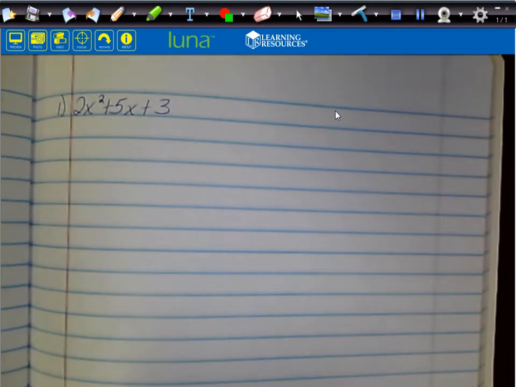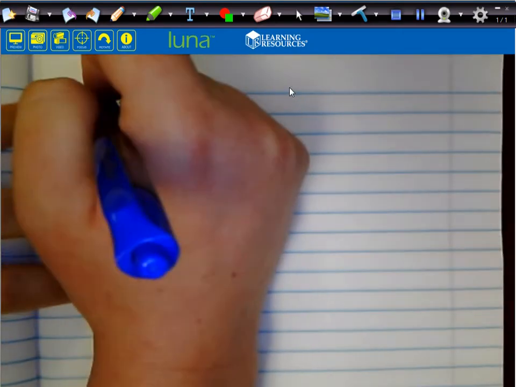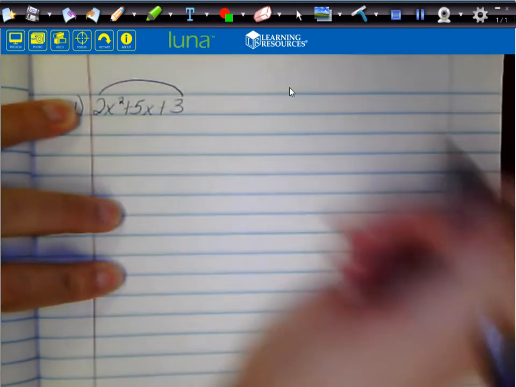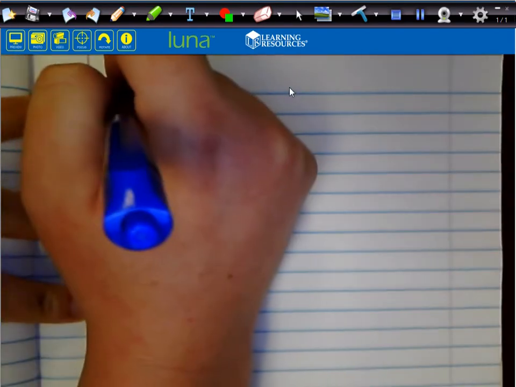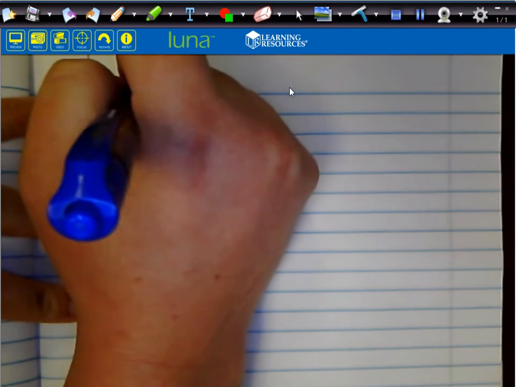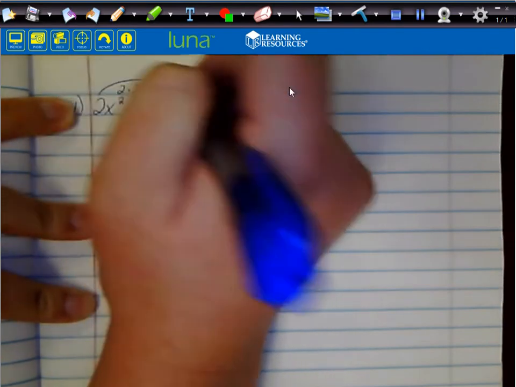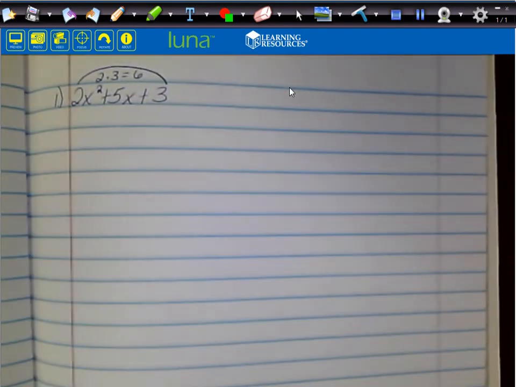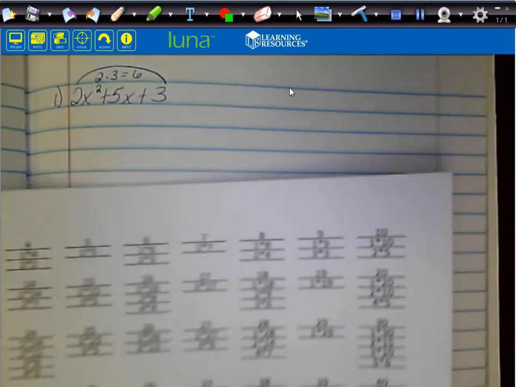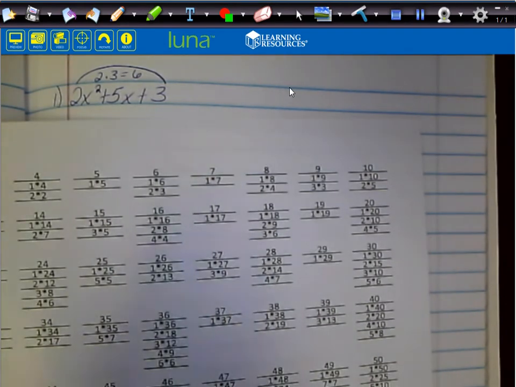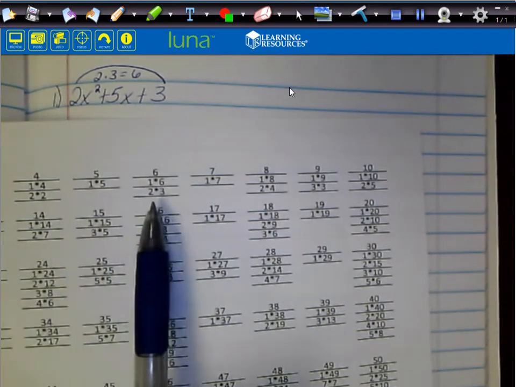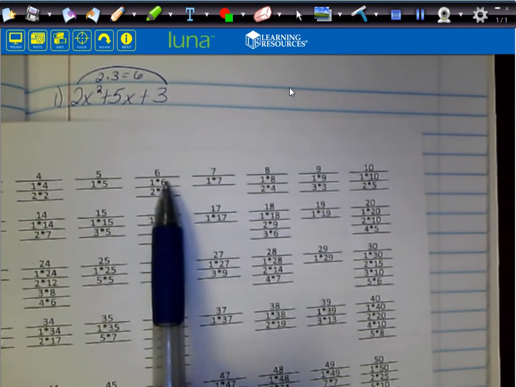So to do that, we're going to take our first and our last terms here, the 2 and the 3, and we're going to multiply those together. So we're going to say 2 times 3, and we're going to get 6. Then I'm going to look at my factor sheet at 6, because that's what I get when I multiply the first and the last one together.